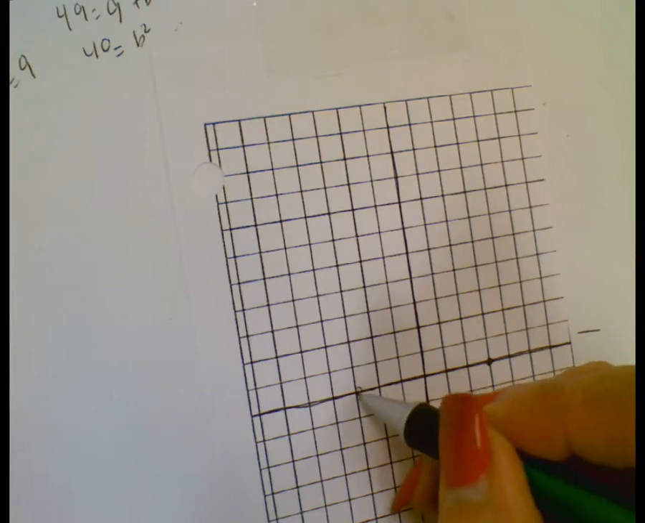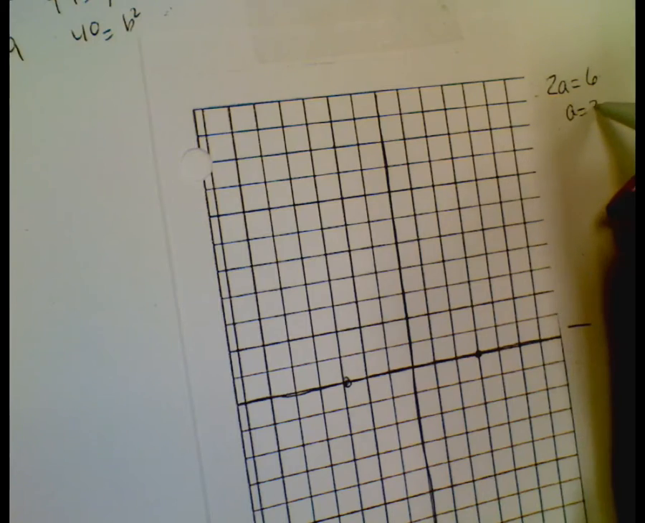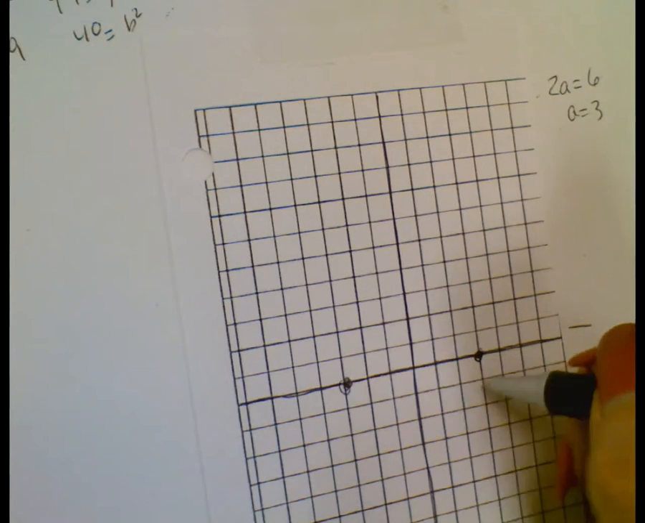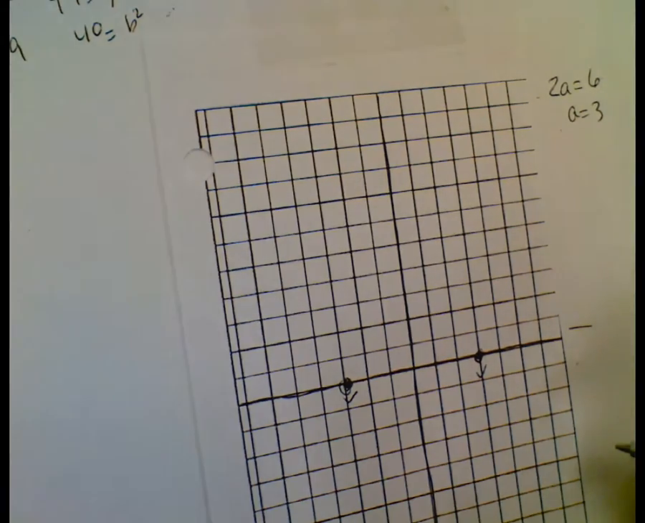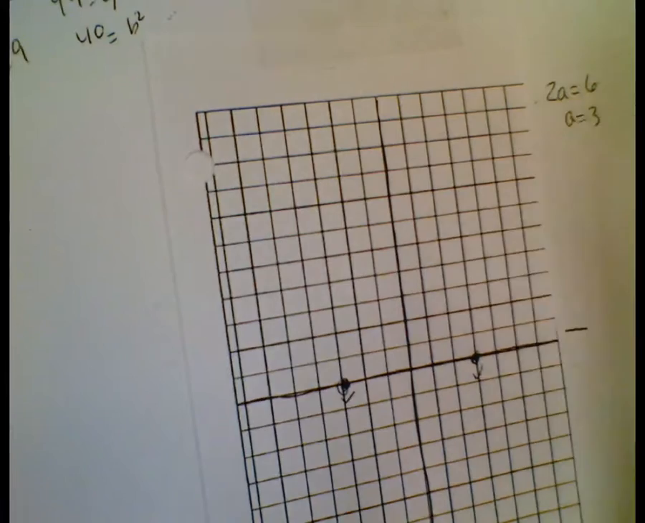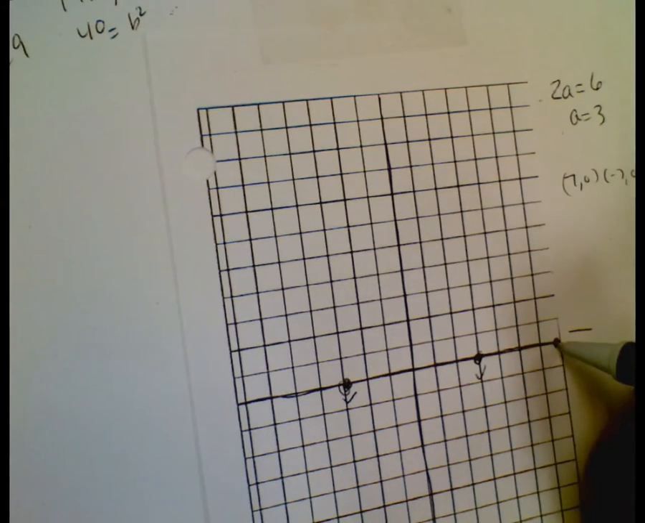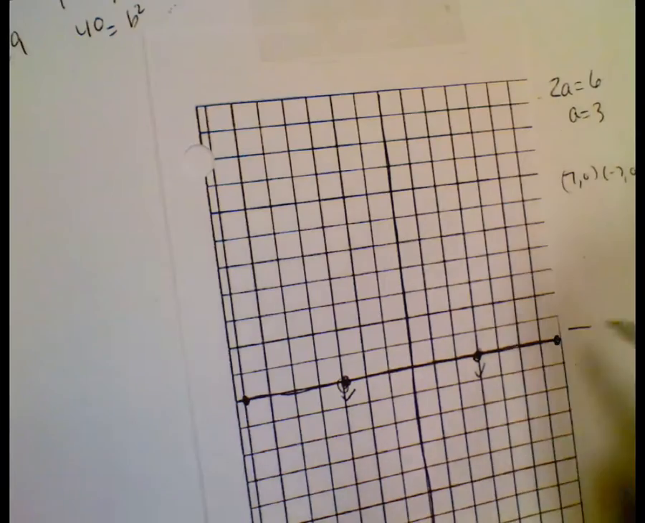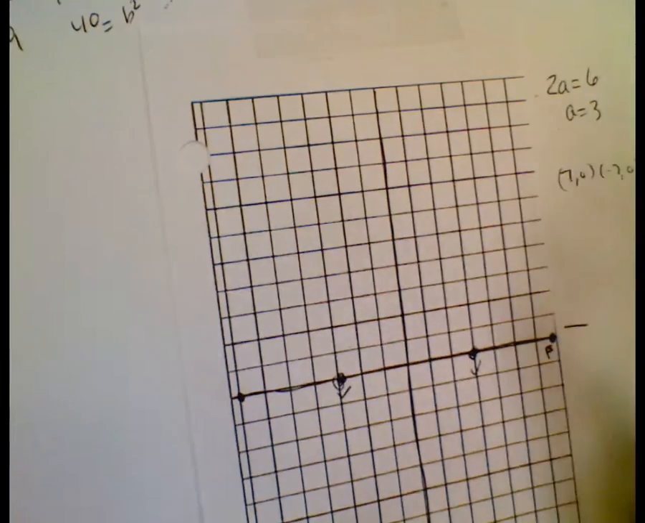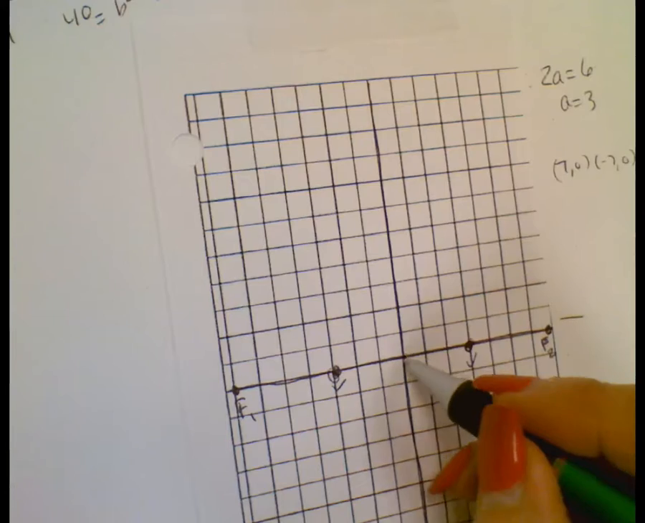Again, I started by saying that the difference is 6, so 2a equals 6 and a is 3. That's where I got these points. These are your vertices. The reason I knew this is because they gave me my foci. They said the foci were 7, 0 and -7, 0, so those are here. That's how I knew the vertices were also on the same line. So these are your F1 and F2. A is 3, so the center is 0, 0.